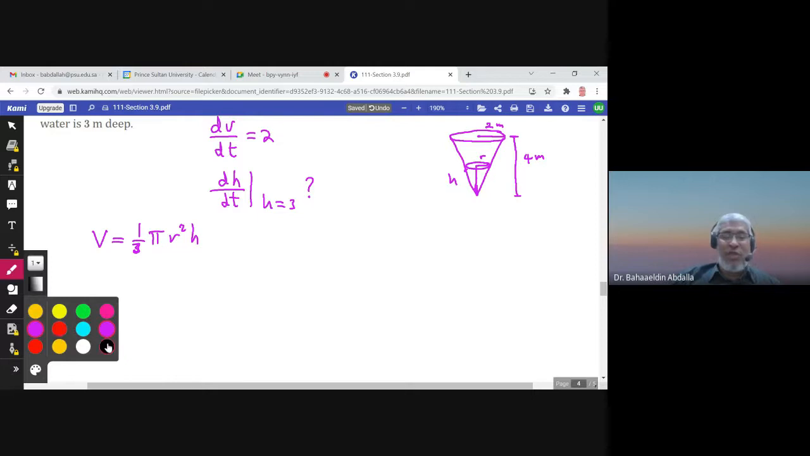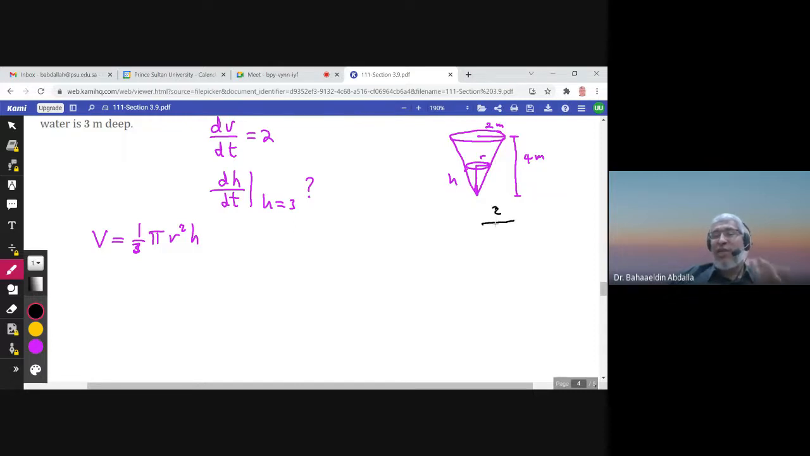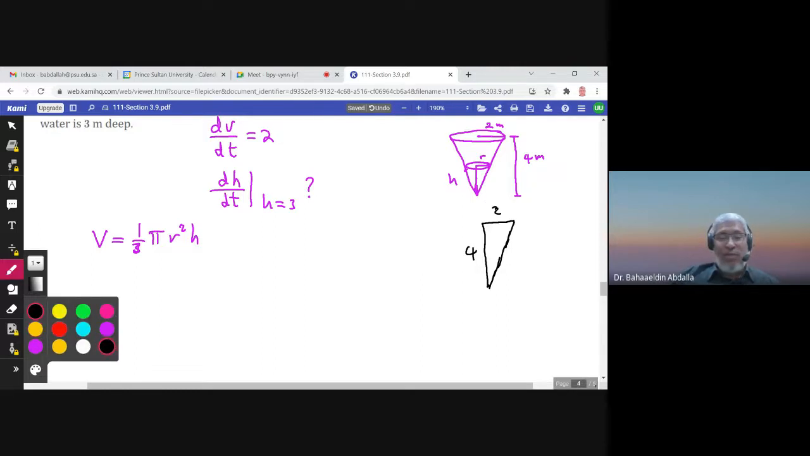So how to do that? Look at this carefully. Now, this 2, which is the radius of the cone, is fixed. It doesn't change. And the height of the cone is 4 and it doesn't change. This is the cone. Now for the water, assume that the water is here, this level. So now this distance is r and this distance is h.